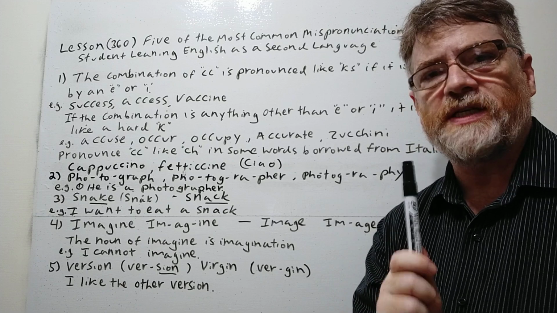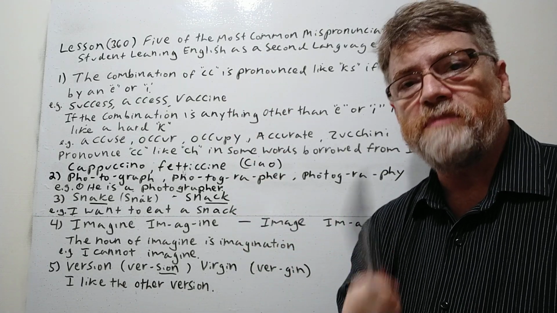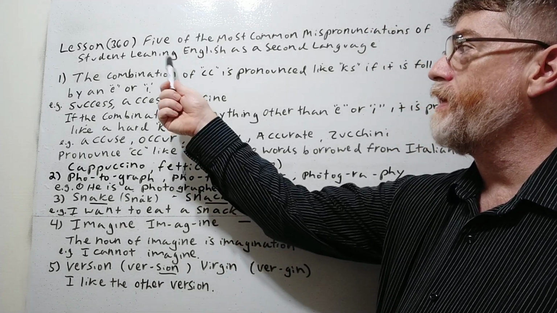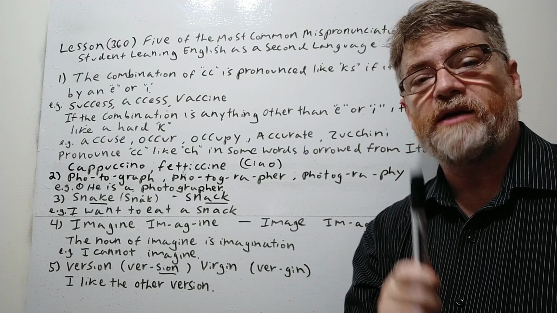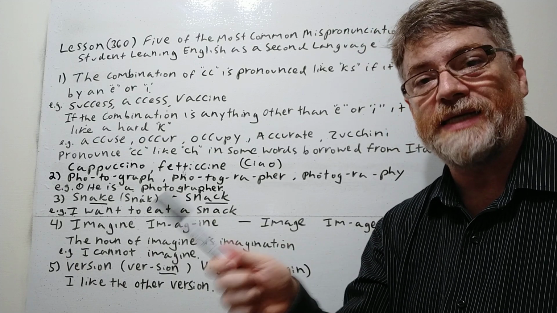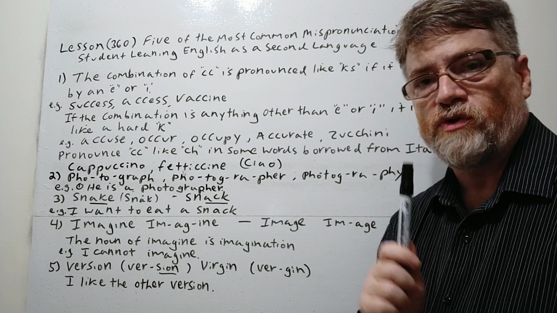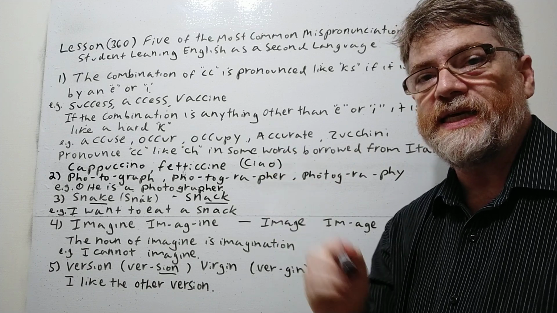The title of today's lesson is the 5 of the most common mispronunciations by students that are learning English as a second language. So students that are studying ESL, English as a second language. Okay. Let's look now. The first group of them is words that have a CC combination.